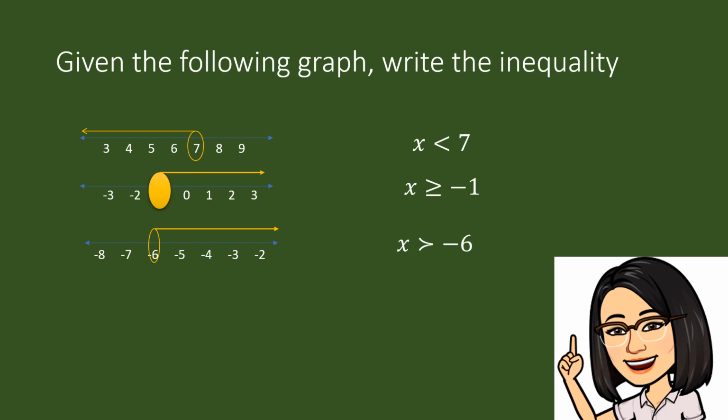I have prepared another one. The number line shows negative 8 to negative 2. The negative 3 has a solid circle. Then the arrow goes to the left. So what is now the inequality? Very good. x is less than or equal to negative 3.